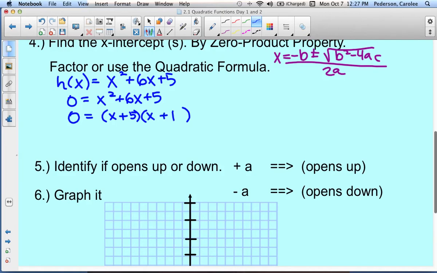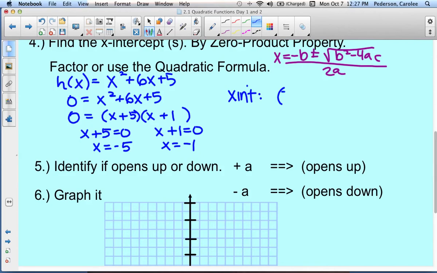Now we're going to use the zero product property. We're going to set each factor equal to 0 and solve for x. So one of the factors is x plus 5, one of the factors is x plus 1. And solve them for x. So we'll subtract 5, and we'll subtract 1. Those are the zeros of the function. We want to write these as ordered pairs. So the x-intercepts as ordered pairs are over -5, up 0, and over -1, up 0.